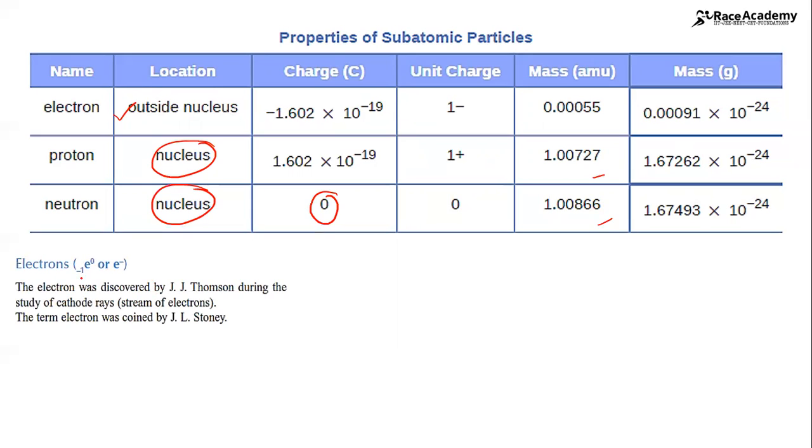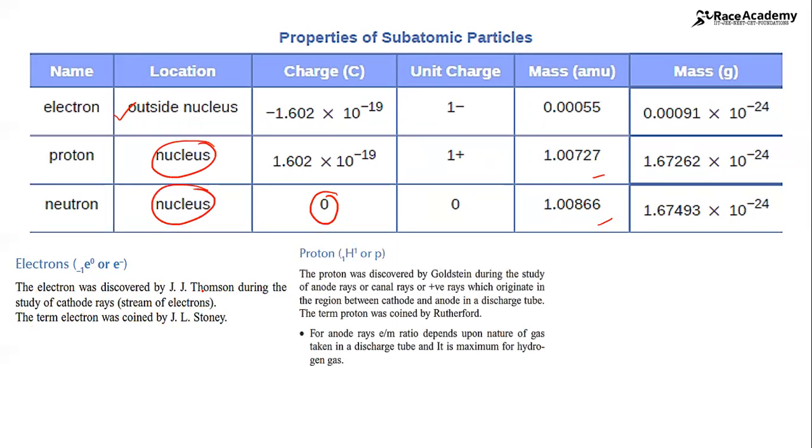What is the electron? The electron is represented as -1e0 or e⁻. The electron was discovered by J.J. Thomson during the study of cathode rays, that means a stream of electrons, and the term electron was coined by G.J. Stoney. And what about the proton? The proton is 1H1 or p. The proton was discovered by Goldstein during the study of anode rays, also called canal rays or positive rays, which originate in the region between the cathode and anode in the discharge tube. The term proton was coined by Rutherford.